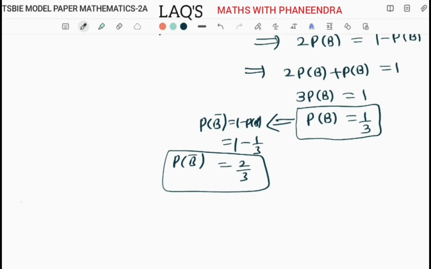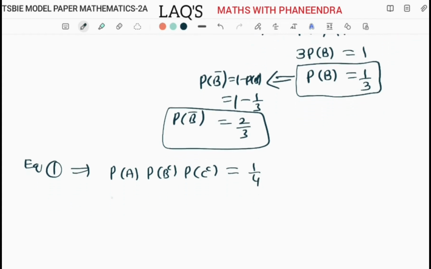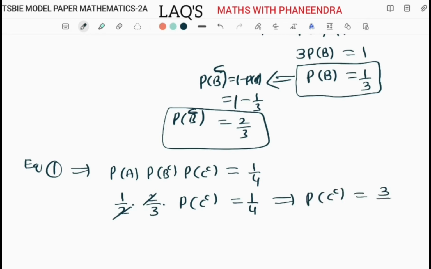So equation 1 implies that, in equation 1 what values are there? P of A into P of B complement into P of C complement is equal to 1 by 4. So P of A value we got as 1 by 2. P of B complement we got it. Complement means here dot, both are same only. So P of B complement is 2 by 3. P of C complement is equal to 1 by 4. So here 2 get cancelled. 3 we can take here. P of C complement is equal to 3 by 4.